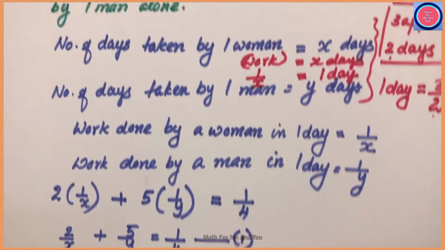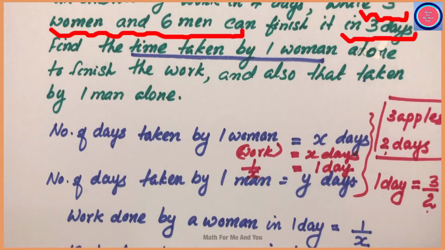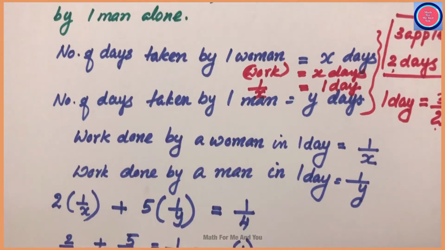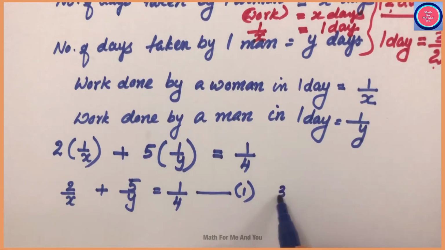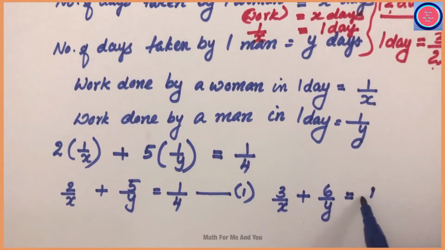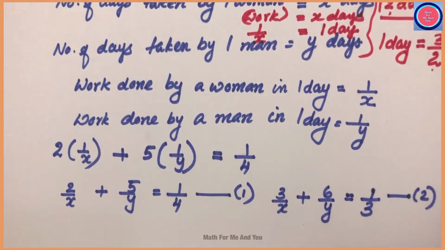The same way we can read the second sentence and form the second equation. It says 3 women and 6 men can work together to finish in 3 days. That means we can write 3 women, that is 3 times 1 over x, or 3 over x, plus 6 men, that means 6 over y, could finish in 3 days. So in one day how much? 1 over 3. Here our second equation we get.